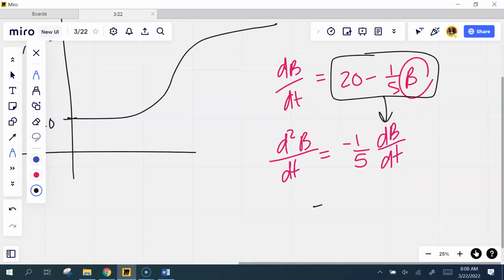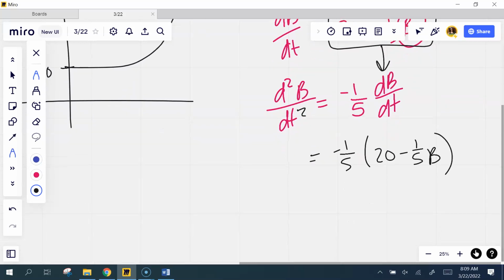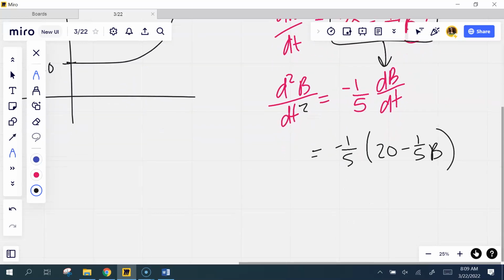So this ends up being negative 1/5 times (20 minus 1/5 B). You could have left it like that, or you could have, of course, distributed through. So that was worth 1 point. This was only a 2-point question. Then the hard part was use the second derivative to explain why the graph of B cannot resemble the following. So the point was that you had to use the second derivative.